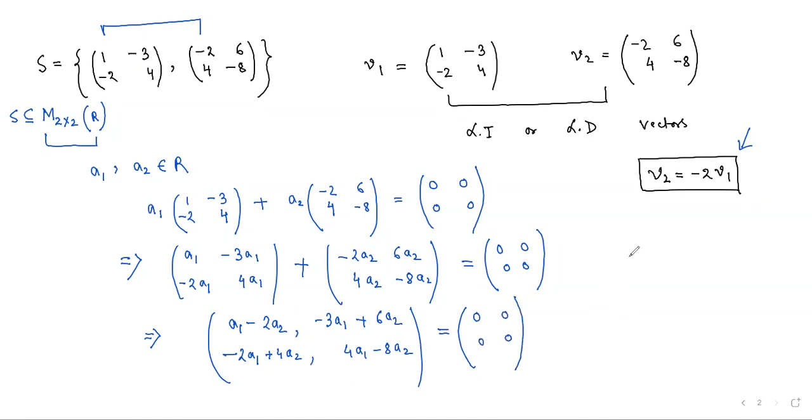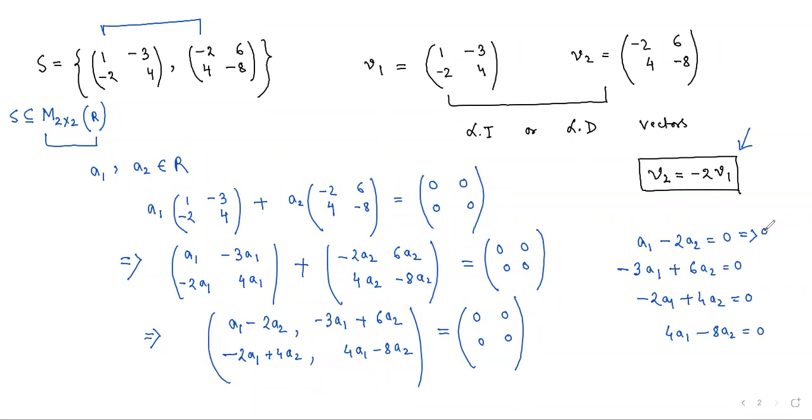And from this, we can get 4 equations. One is A1 minus 2A2 equal to 0. Another is minus 3A1 plus 6A2 equal to 0. Another is minus 2A1 plus 4A2 equal to 0. Another is 4A1 minus 8A2 equal to 0.